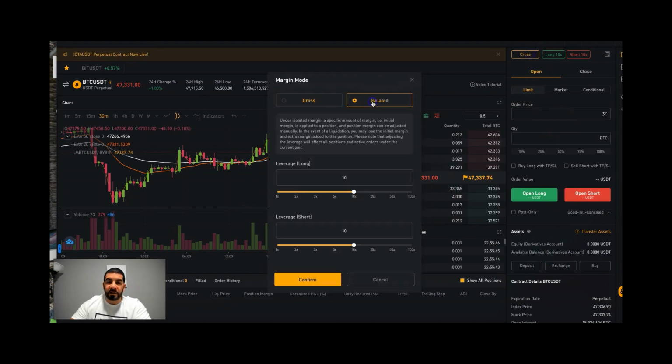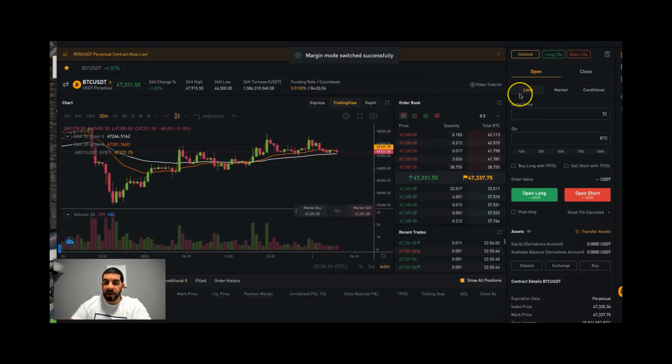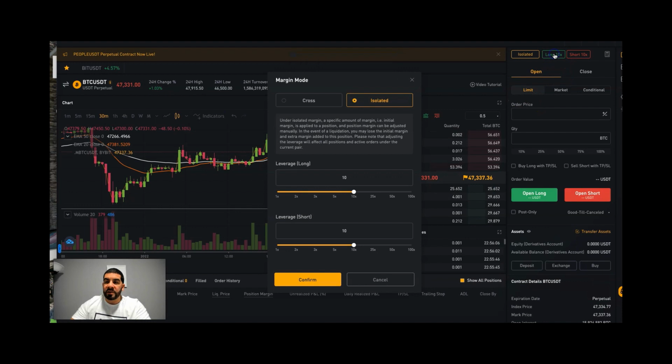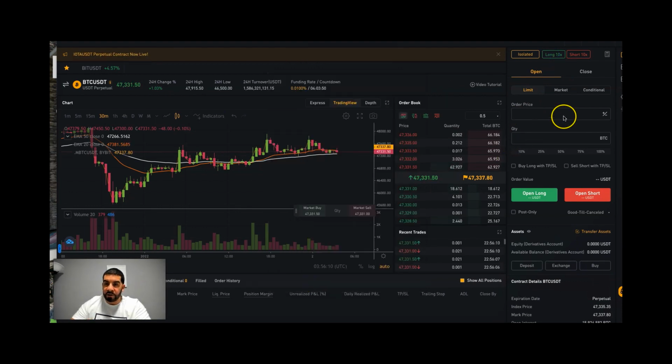So now we have that. We're going to switch to isolated. We're going to leave it there. I'm going to hit confirm. All right, so get used to using isolated. And then over here, obviously, like I just showed you, we have the long 10x and the short 10x. So leave it the way it is. We're going to be using 10x, okay?